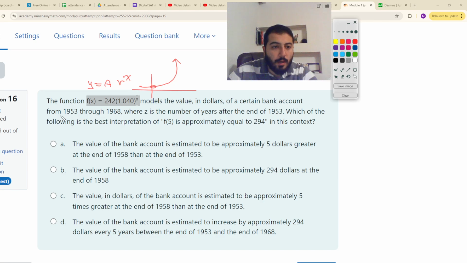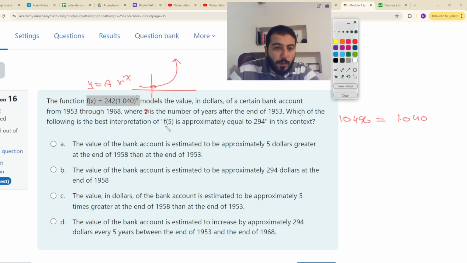The certain bank account from 1953 through 1968, where Z is the number of years after the end of this value. I think this Z is X. X is the number of years after 1953. So at 1953, he puts $224 in the bank, and the bank gives interest of 4% because he multiplied it by 1.04 each year. 104% is the same as 1.040.